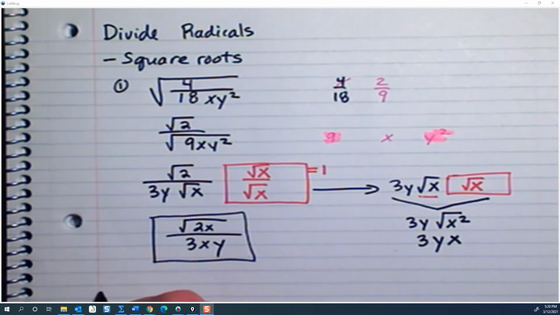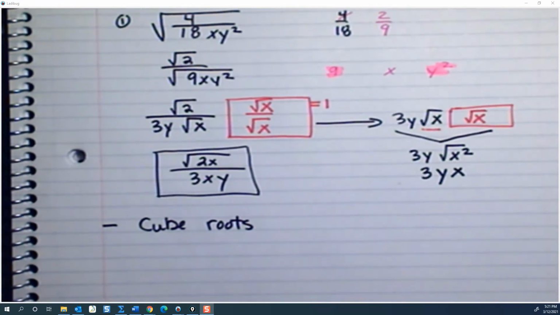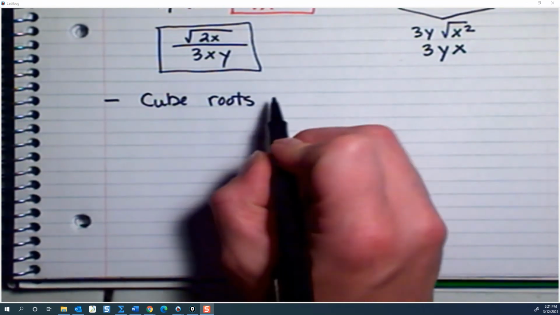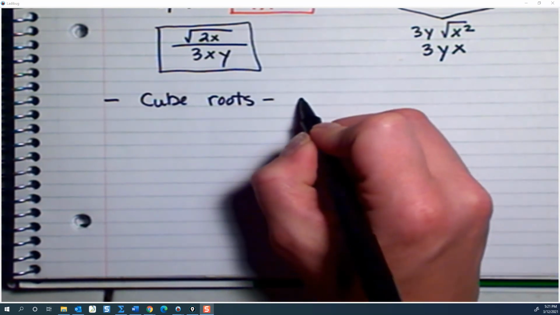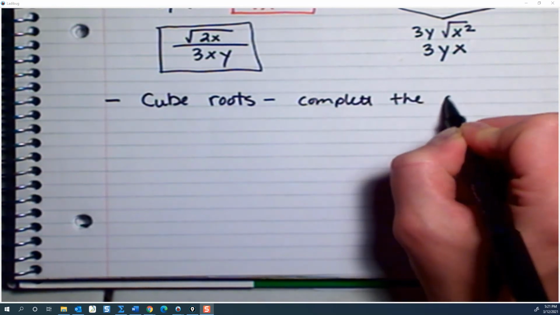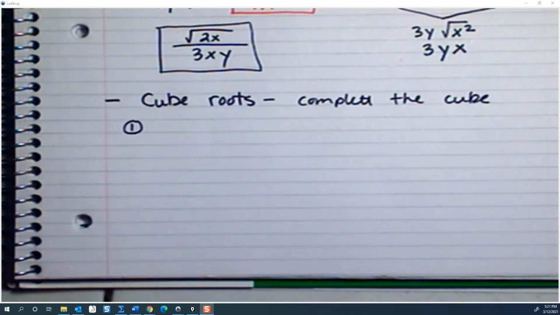So now we're going to go ahead and look at cube roots and how this is going to change when we have cube roots. All right, so for cube roots, instead of completing the square like I did in the previous problem, I am going to look for completing the cube. All right, first example here.